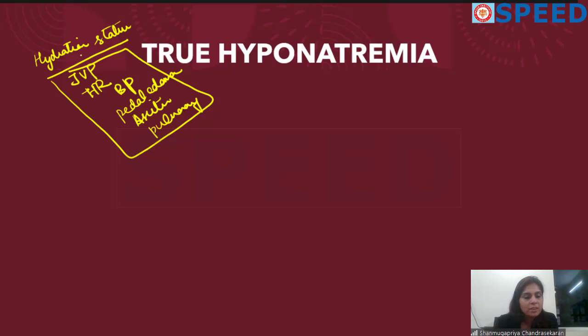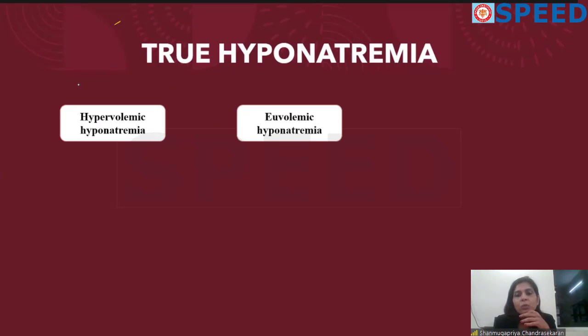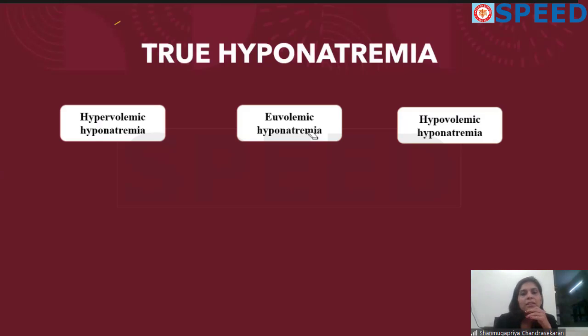Okay, so based on this, we classify hyponatremia into three types. One is hypervolemic hyponatremia, the second is euvolemic hyponatremia, and the third is hypovolemic hyponatremia. So when will you call it hypervolemic hyponatremia? When you see that the jugular venous pulse is raised, or when you find signs like pedal edema, ascites, pulmonary edema, or high blood pressure. In all these conditions, you call it hypervolemic hyponatremia.